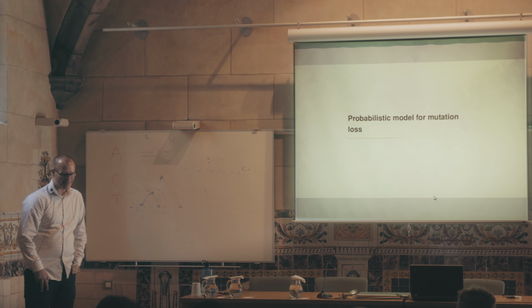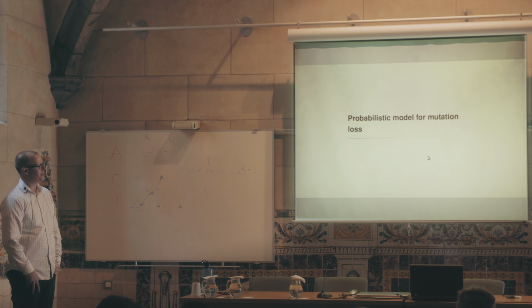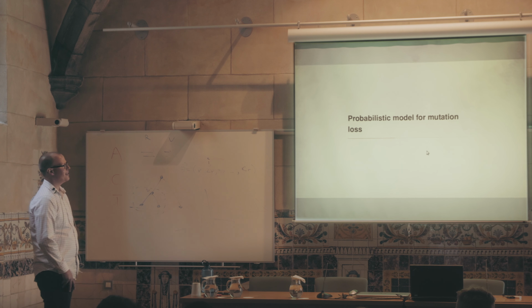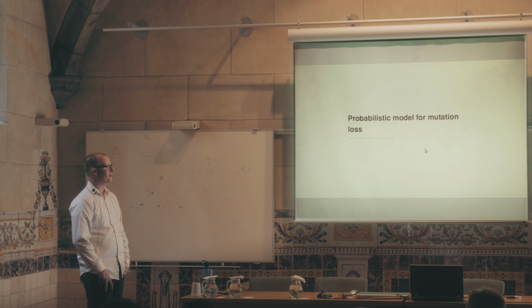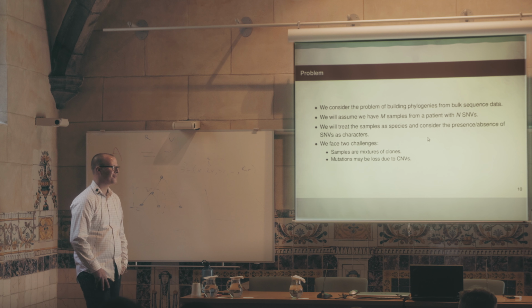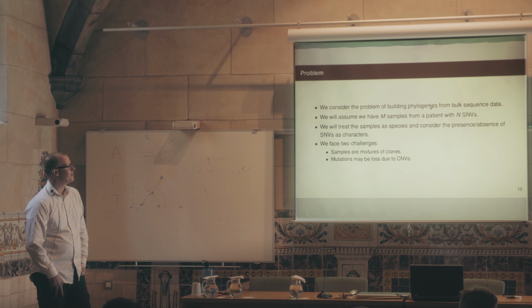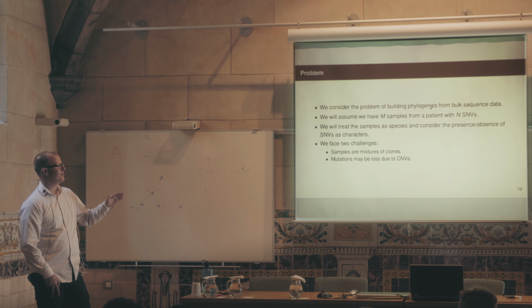All right, so now that's the review. Let's turn to the model we will build. We are going to consider a probabilistic model for mutation loss, right? So we're going to do the thing that I said was bad and build phylogenies from bulk sequence data. But we're going to try to do it in a way that's not so terrible.